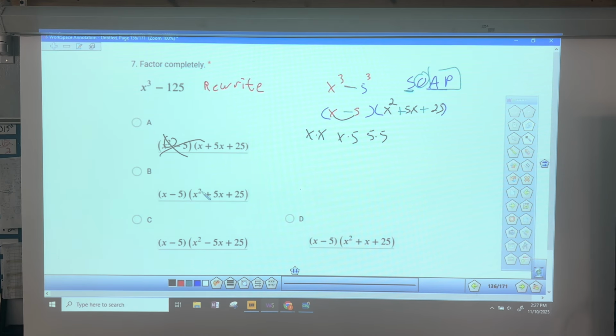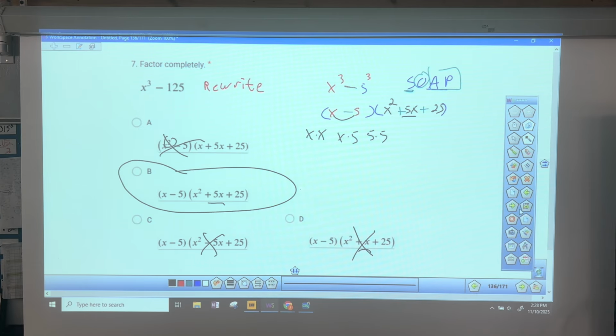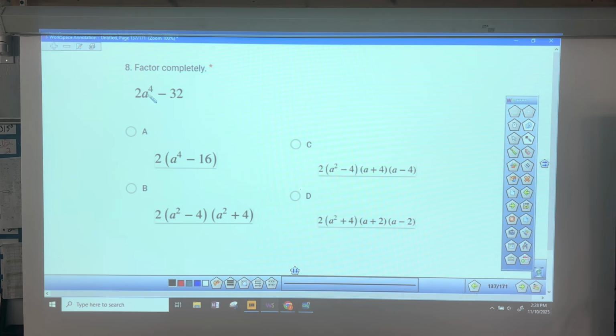Has to have a 5x in the front. I'm sorry, in the middle. This one does not. It has to be choice B. Factor completely. So these aren't perfect squares, but I notice that's 2 and that's divisible by 2.